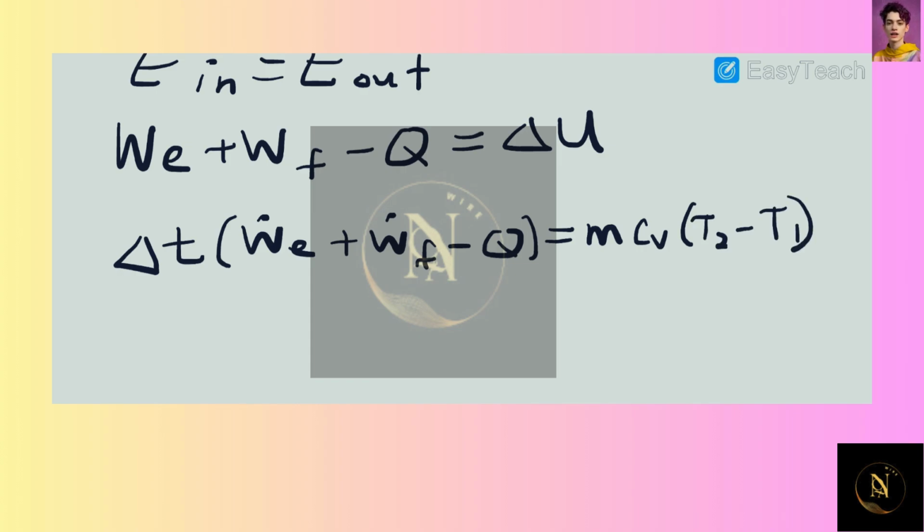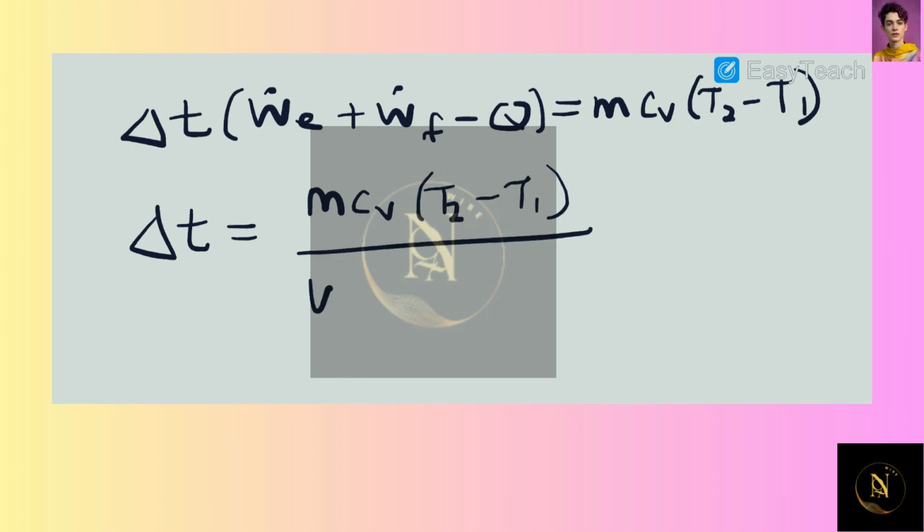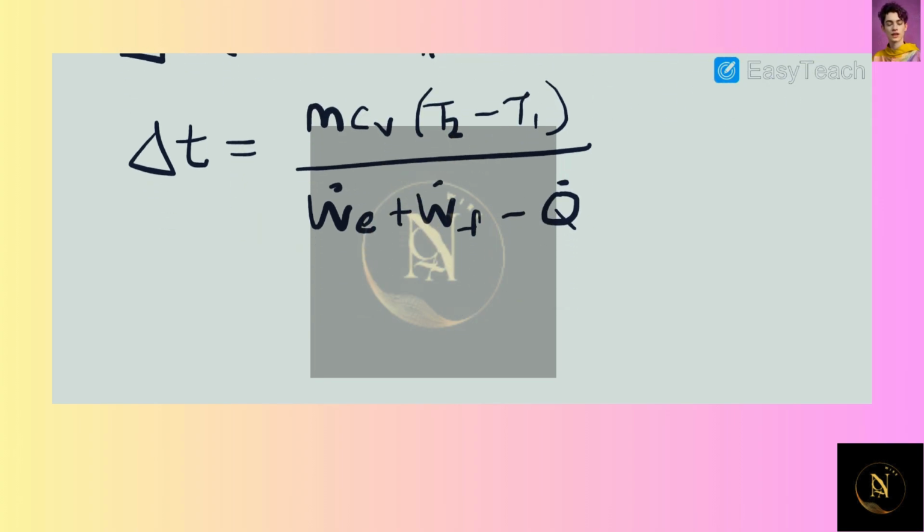Now we can just directly solve for delta t, and we can see that delta t will just be equal to m Cv (T2 minus T1) all over W_e dot plus W_fan dot minus Q dot. Plugging in all the quantities that we know, we get a delta t equal to 146 seconds. So that is one part of our final answer.